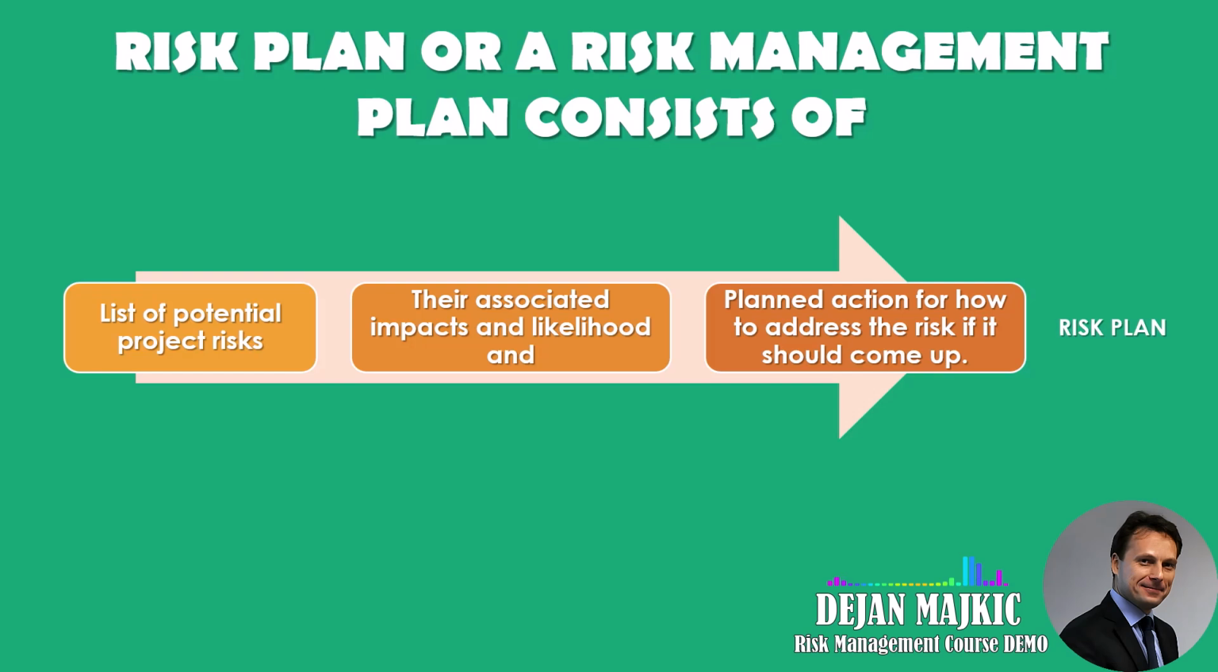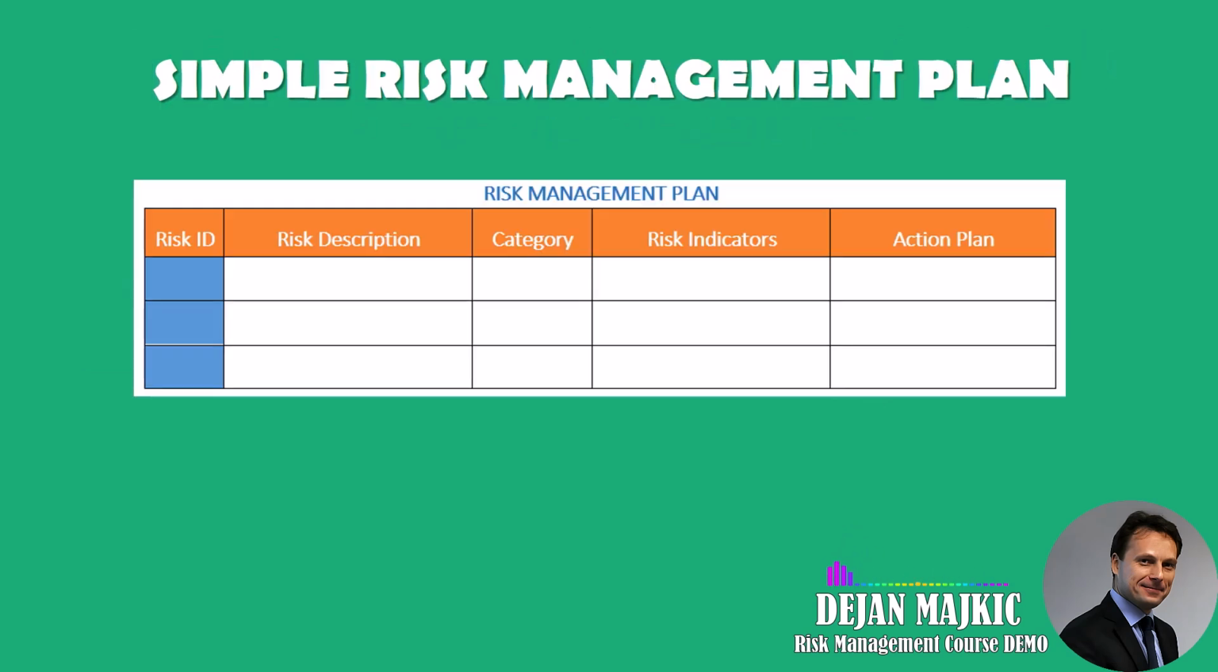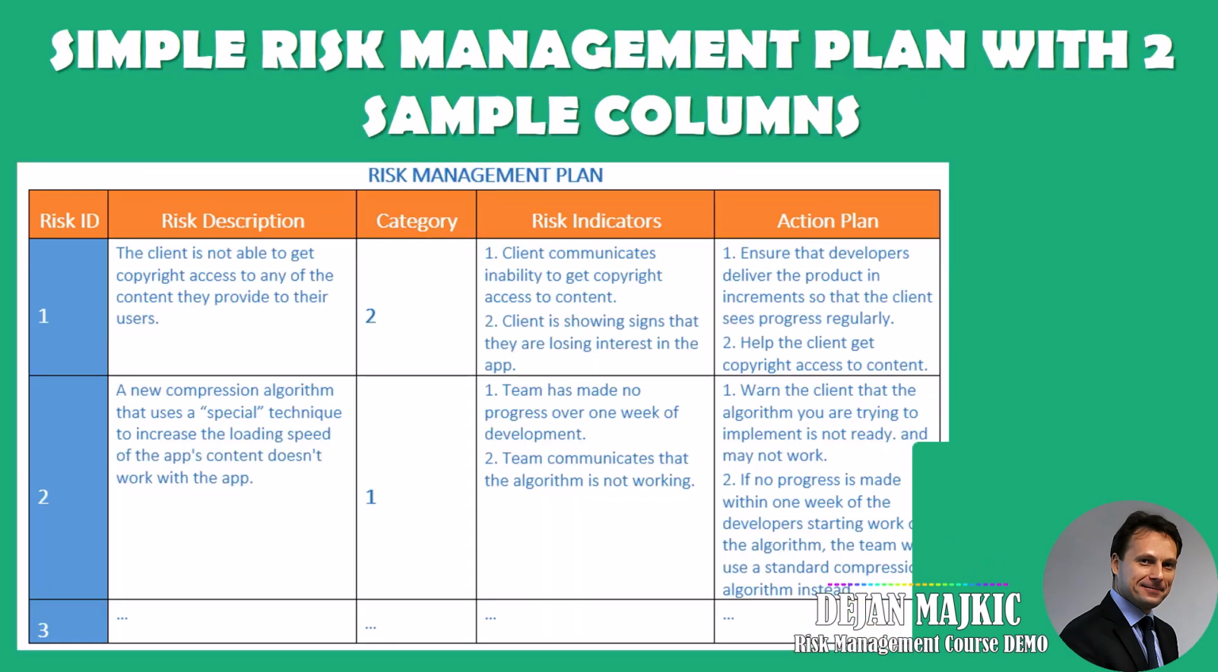Now you could write your risk management plan in a simple table like this. Across the top of the table you have your risk ID, which is also very important so you can track your risk later. You have your risk description, its associated rank or risk category, a description of the risk indicators, and a description of the action to be taken if the risk presents itself. Now, if you fill out these columns, it should look like this.